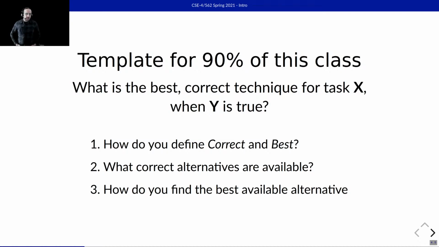While the specific X and Y are going to be different throughout the course, pretty much everything we're going to learn in this class is going to follow this template. What is a correct solution? What does the best solution look like, or what are the characteristics of the best solution? What are solutions that we could use? And then given all of that, how do we find the best solution to the entire problem?